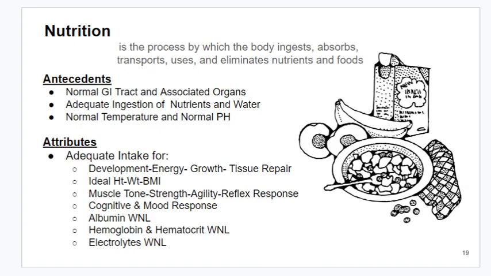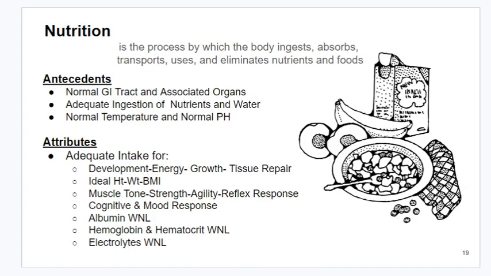Our antecedents, remember those, what we obviously need for our body system to be functioning properly with nutrition is our normal GI tract, as well as our associated organs that are involved in nutrition. Adequate ingestion of our nutrients and water, normal body temperature, and normal pH. Obviously, I'm hoping you guys remember from A&P, our gastric or stomach contents naturally should have a higher pH balance, and that is to help break down food so that way we can absorb those nutrients.